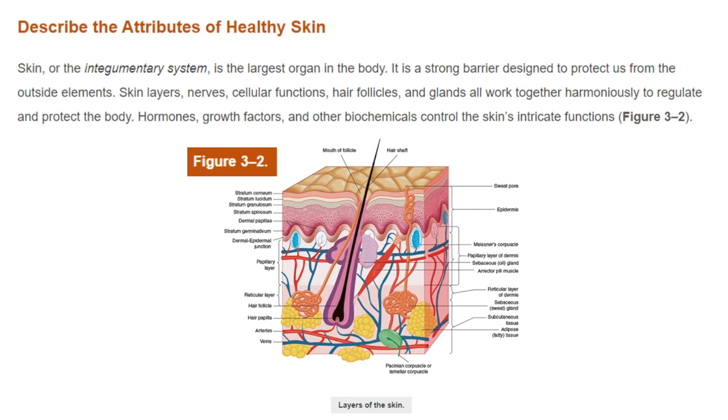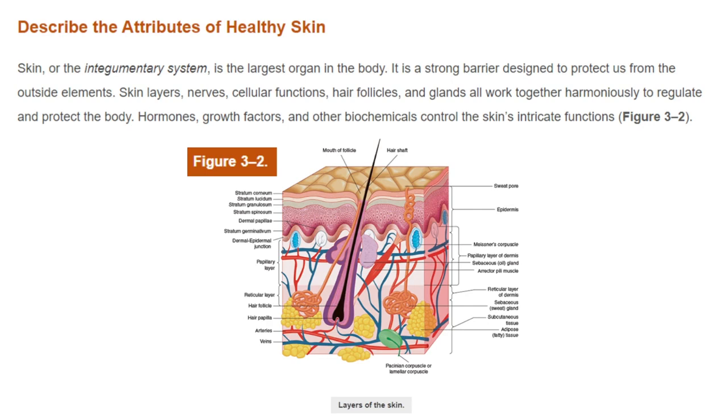Describe the attributes of healthy skin. Skin, or the integumentary system, is the largest organ in the body. It is a strong barrier designed to protect us from the outside elements. Skin layers, nerves, cellular functions, hair follicles, and glands all work together harmoniously to regulate and protect the body. Hormones, growth factors, and other biochemicals control the skin's intricate functions.